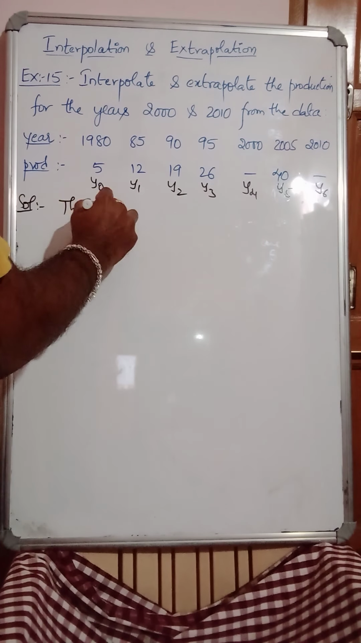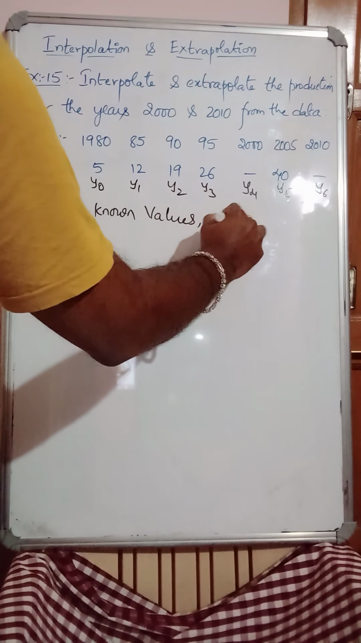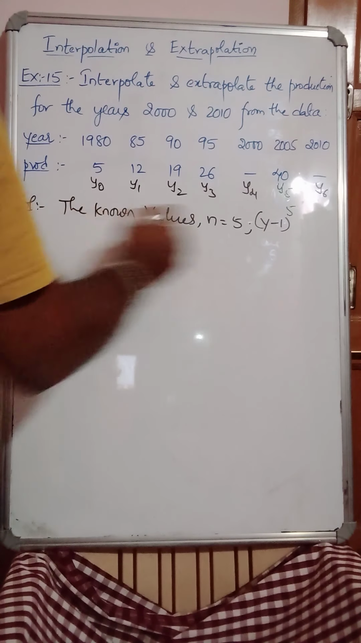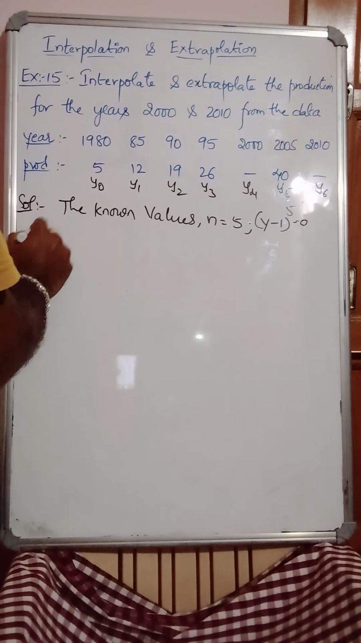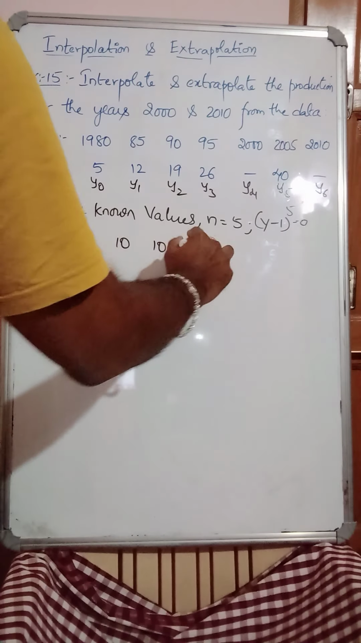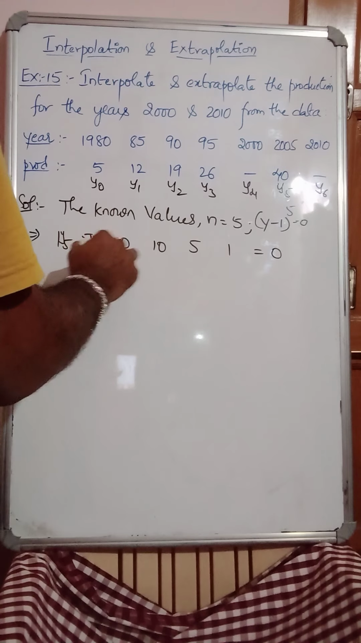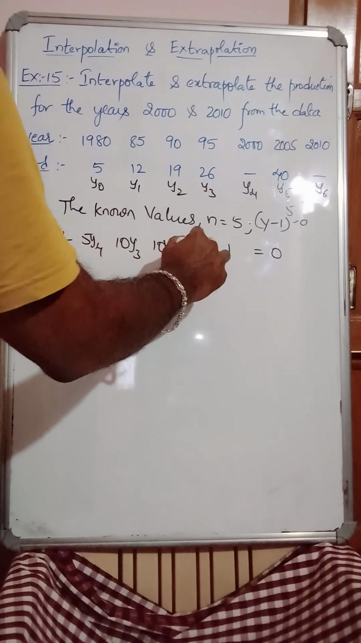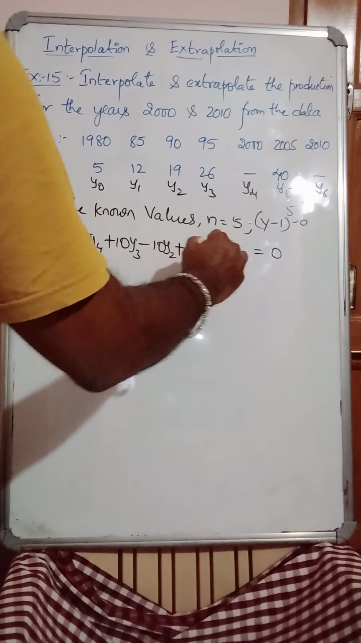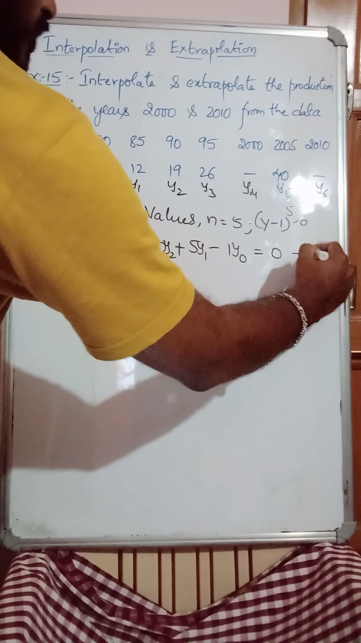So the known values were n equals 5. So (y minus 1) to the power 5 you need to expand. At n equals 5, Pascal's triangle gives 1, 5, 10, 10, 5, 1. So y^5, y^4, y^3, y^2, y^1, y^0, with signs plus, minus, plus, minus, plus, minus, equated to 0. Take it as equation number 1.